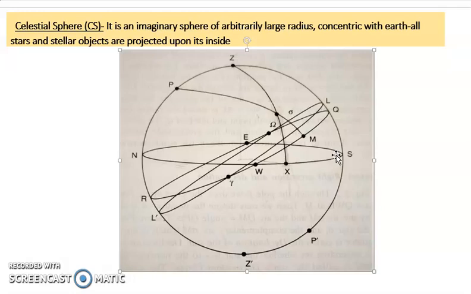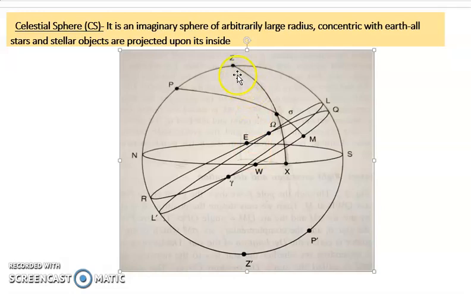A great circle is one which touches the sphere, and the center of the circle is the center of the sphere itself. Here, the center of all the great circles is the Earth or the observer. If we draw a circle here, it is not a great circle, it's a small circle. A great circle is the largest circle we can draw on a sphere.